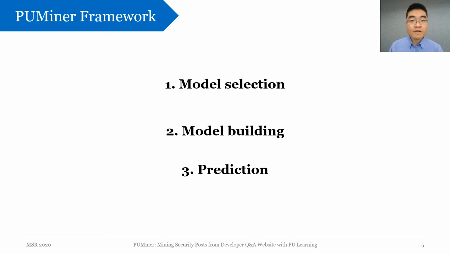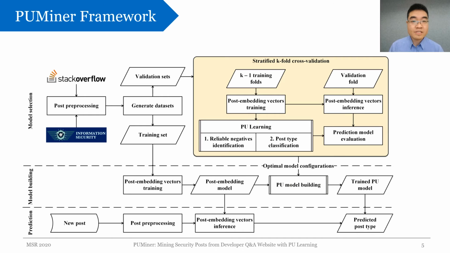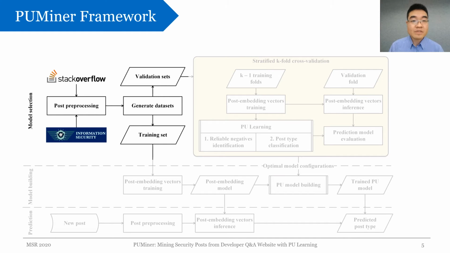Within the PUMiner framework, we have three main processes: model selection, model building, and prediction. Starting with model selection, we first pre-process posts to reduce noise for the learning process later on. We apply standard techniques like removing HTML tags, code snippets, and stop words. We also perform lowercase conversion and stemming. After that, we generate PU datasets that contain both security and unlabeled posts.